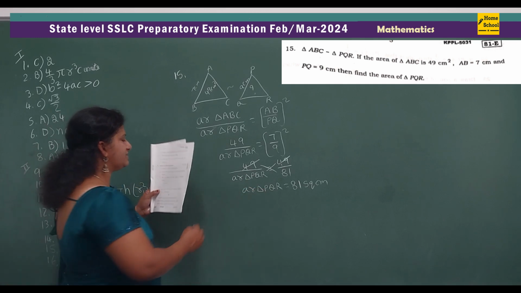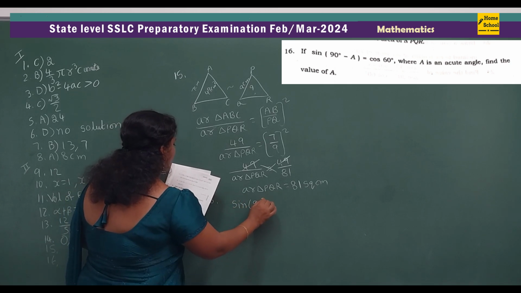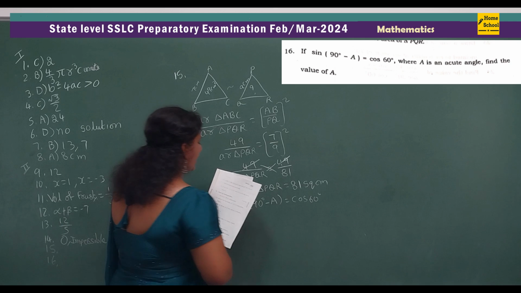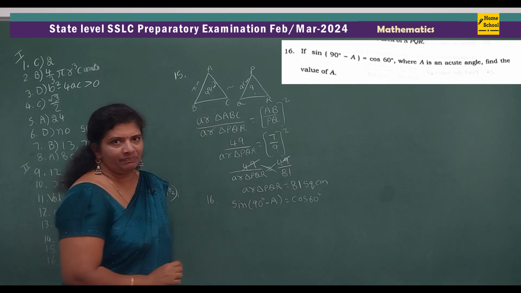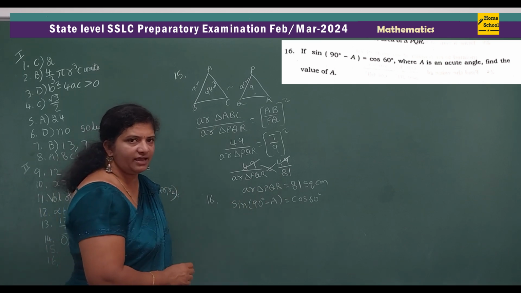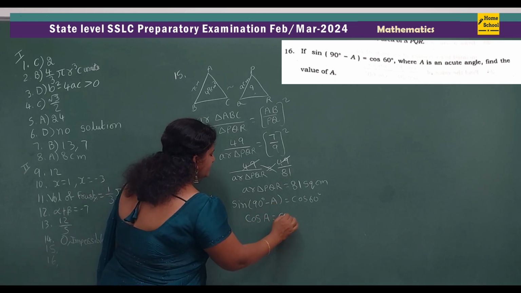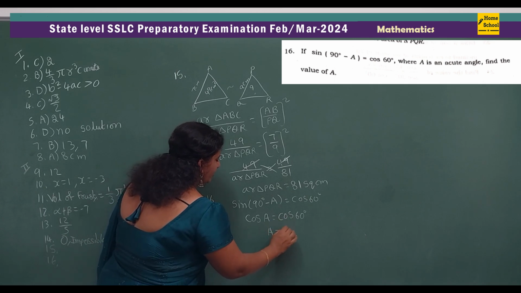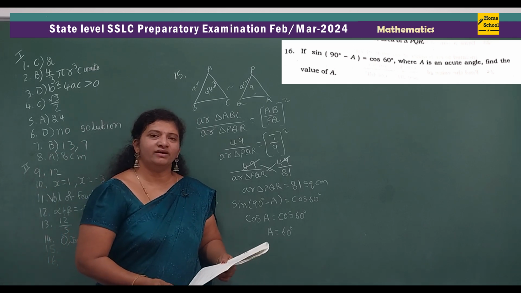See the last one, 16th one. If sin 90 degree minus A is equal to cos 60 degree, where A is an acute angle, find the value of A. Sin 90 degree minus A, complementary angle. Sin 90 minus theta is cos theta. But here theta value is A. Cos A is equal to cos 60 degree. See here, equate these two. You can remove cos and your acute angle A value is 60 degree. With this, we are going to complete our second main.